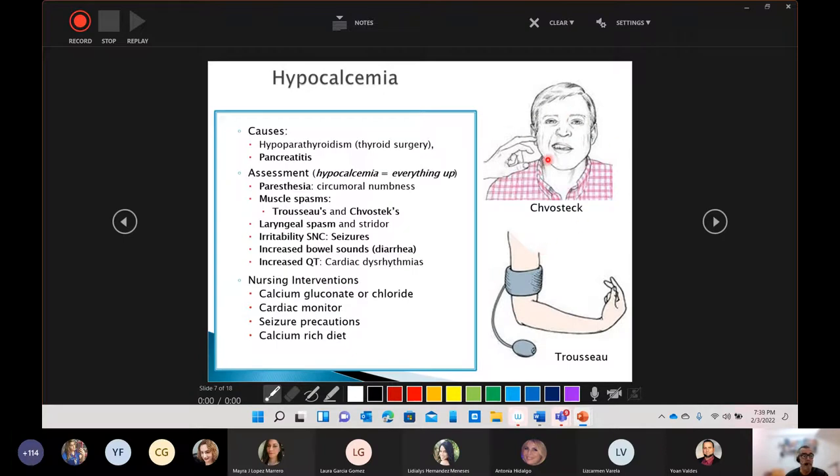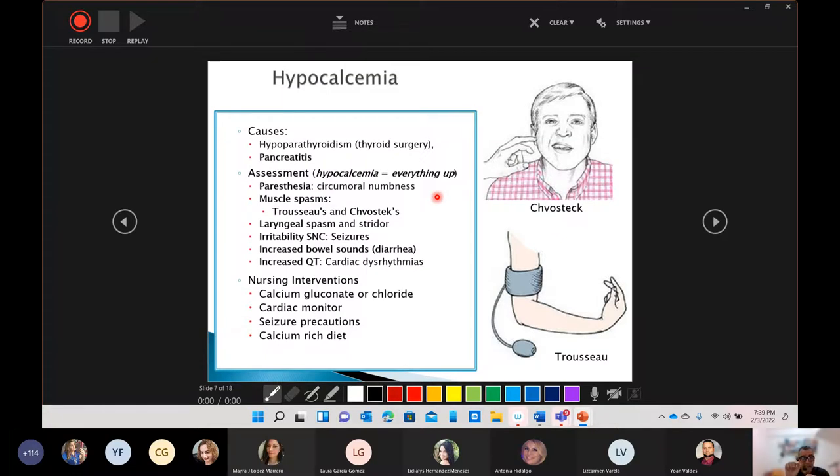It can be tested with pictures, and then you need to identify the sign and recognize this as a sign of hypocalcemia. Clients with hypocalcemia are going to have abnormal electrical activity in the nerves. And classically, it's going to produce tingling, like ants crawling, and numbness around the lips. It's called circumoral numbness, and in the tips of the fingers and toes.